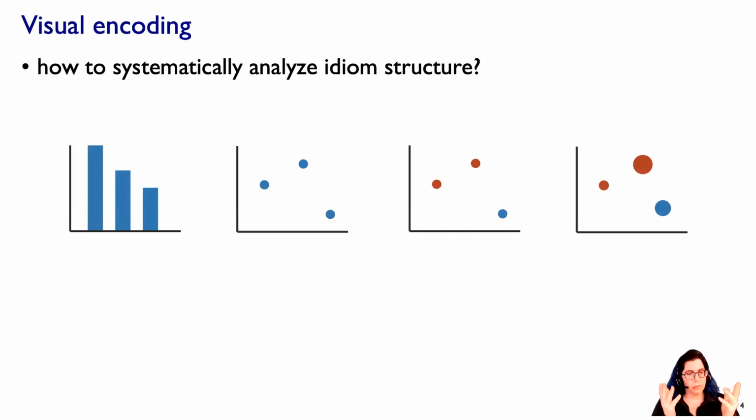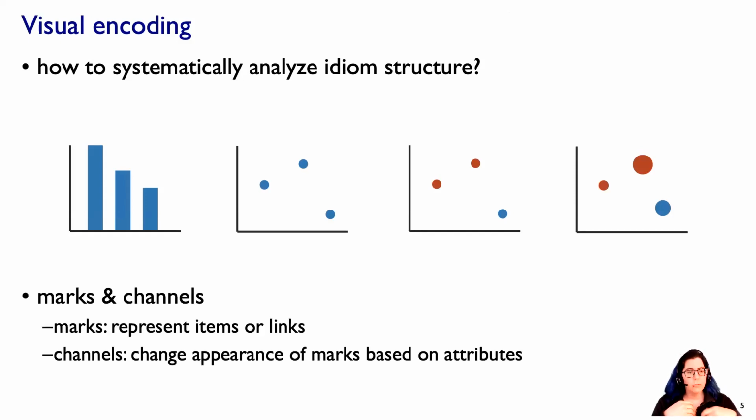So let's take a few things I'm sure you've seen before, bar charts, scatter plots. What is going on here? How can we think about it systematically? So we want to use the idea of marks and channels. A mark is going to represent an item or node, or it could represent a link. And a channel is a way to change the appearance of those marks based on some attribute values.